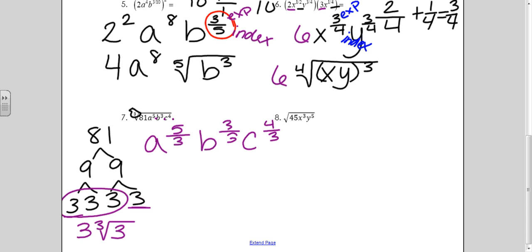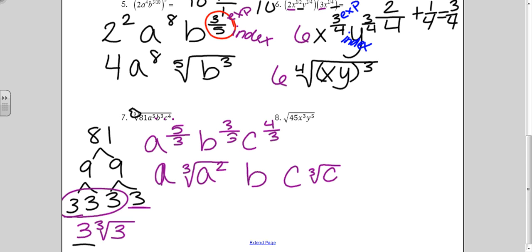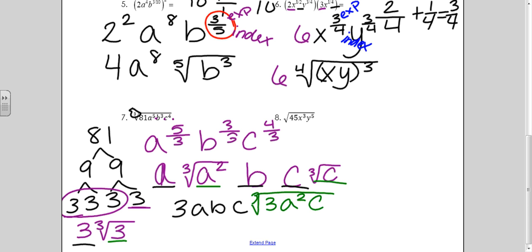And what we do is we say, well, 3 goes into 5 how many times? 1 with 1 left over. So a to the first power, and then I have 2 a's left over. Then 3 goes into 3 how many times? Once, and nothing's left over. 3 goes into 4 once with 1 left over. And then you can pull out everything that's outside of a radical, so 3, a, b, and c. And everything that's in the radical just stays in the radical. So we have the cube root of 3, a squared, and then c. So your final answer is this right here.